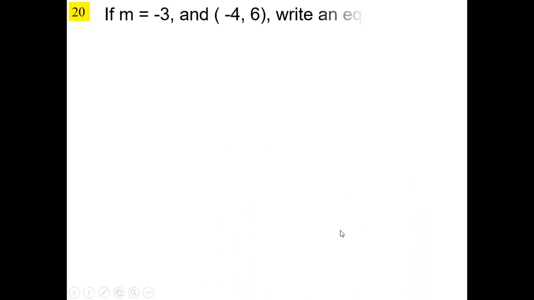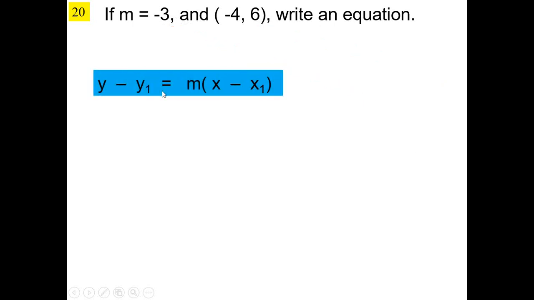All right, let me see. So if m is -3 and -4, 6 is a point, you have a point and a slope, what do you do? Well, a point and a slope means you use the point-slope formula. So you plug in a 6, that's the y1. Then you plug in the -3, which is the slope, and then you plug in a -4. So minus a -4 would make that a +4.